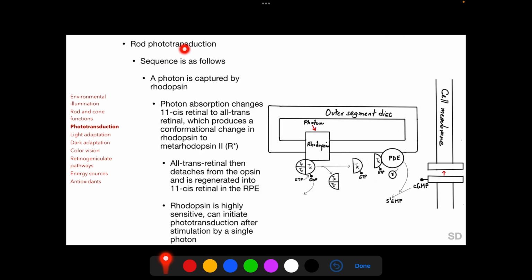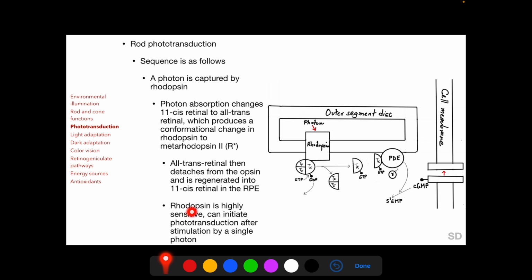The sequence of phototransduction has been studied in detail in rods, and we are going to discuss it. However, the phototransduction process in the cones is said to be similar. The sequence starts by a photon being absorbed by rhodopsin, which, as we have discussed in the previous session, is a conjugate of opsin and 11-cis retinal. This photon absorption changes 11-cis retinal to all-trans retinal, which produces a conformational change in the rhodopsin to metarhodopsin 2. All-trans retinal then detaches from the opsin and is regenerated into 11-cis retinal in the retinal pigment epithelium, which we will be discussing in the next session.